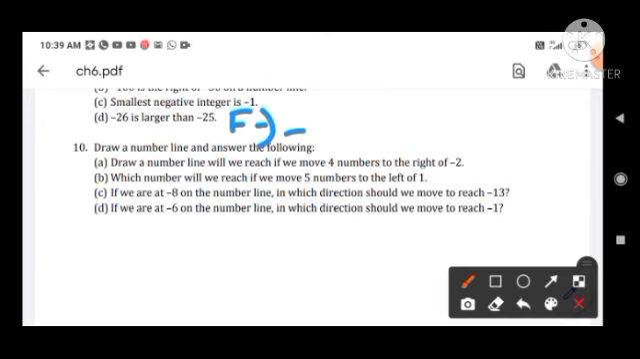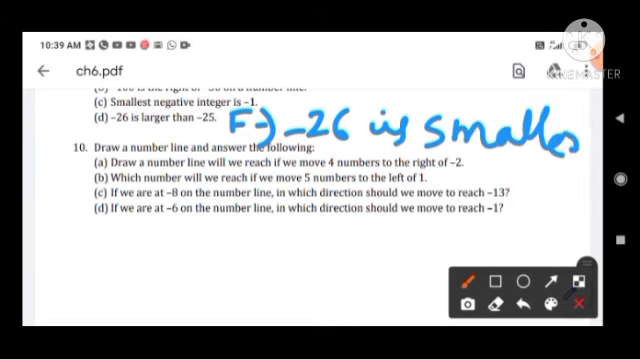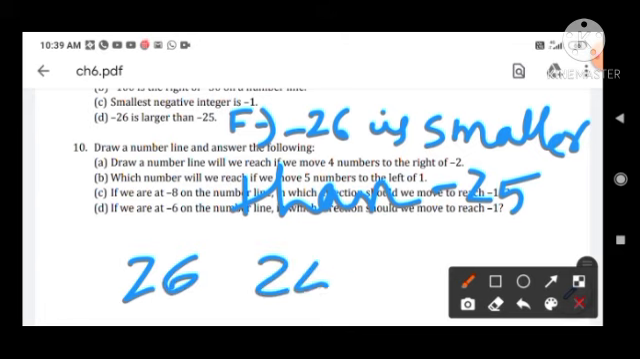So how will you correct this? You will write minus 26 is smaller than minus 25. Now from here what can we conclude? If this is 26 and 25 with no negative sign, then which is bigger? 26 is bigger. But when we put a negative sign here, it becomes reverse. If both values are negative, then the smaller number will be the greater one. So just by seeing the value of the integer, you have to see which will be the greater.